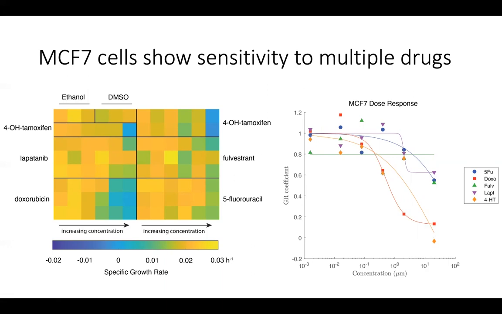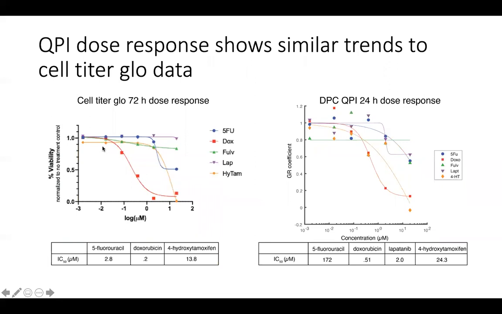And so one of the things we want to do is see if we can see sensitivity to these three drugs with CellTiter-Glo to make sure that we're finding the same results. And so when we look at the CellTiter-Glo data, we can see that we do see strong sensitivity to doxorubicin, and especially to hydroxytamoxifen at the highest concentration, which is what we're seeing in the QPI experiments as well. 5FU, you can also see a pretty strong response to it. It's actually a fairly similar response as we see with the QPI data.